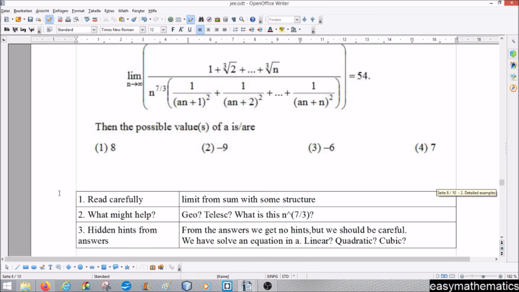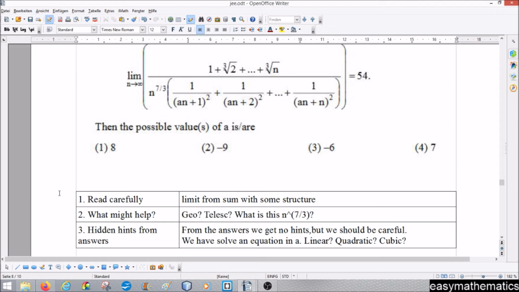We read carefully and we see it's about a limit from two summations, and the summation, they have some structure. Okay. And of course you can get the idea to try some geometric series, to try some telescoping series, and so on.